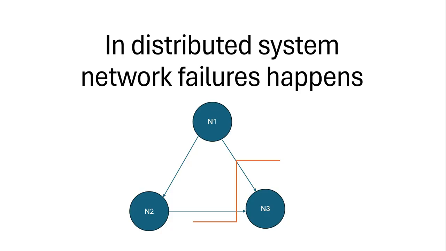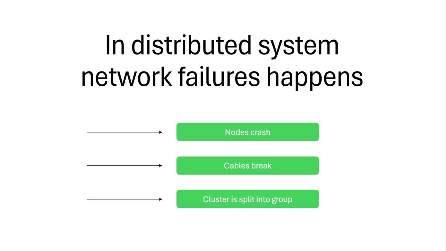In a distributed system, network failure happens, like a node may not be able to communicate with the other nodes. There are many reasons for it. For example, it may happen due to network failure, a node crash, cables breaking, or a cluster being split into groups.